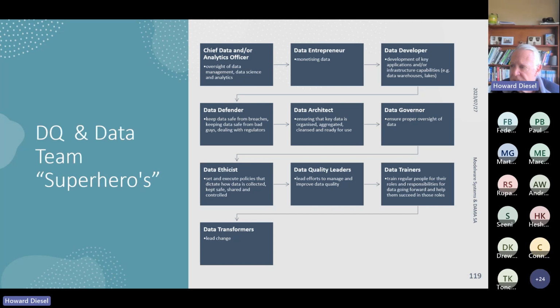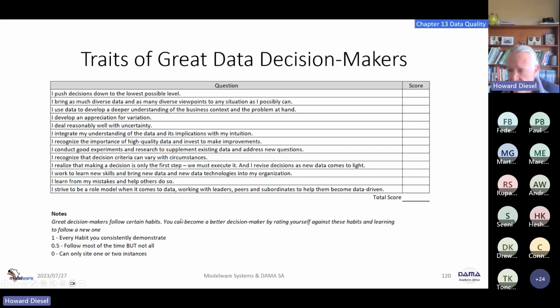How does DQ affect the team? And we know that we've got entrepreneurs that look after monetizing the data, the developers, the data defenders, which are basically your data governance, your data stewards, your architect, your governor, your ethicist, and then your data quality leaders, and your data trainers, and your data transformers. So these are the people that you want in your data teams, and you want to be able to identify who they are and make sure you've got those roles defined.